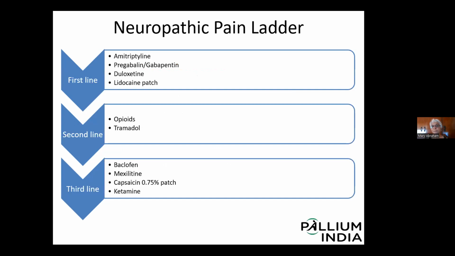So if you look at the neuropathic pain ladder, the first line treatment is amitriptyline, pregabalin, and gabapentin, duloxetine, and lidocaine patch. The second line treatment is opioids and tramadol. And the third line is baclofen, mexiletine, capsaicin, ketamine, or local anesthetics.